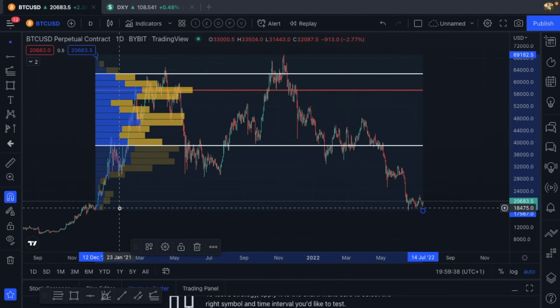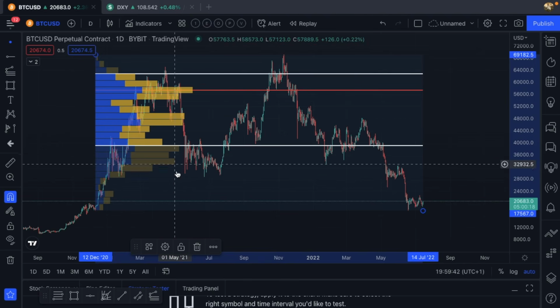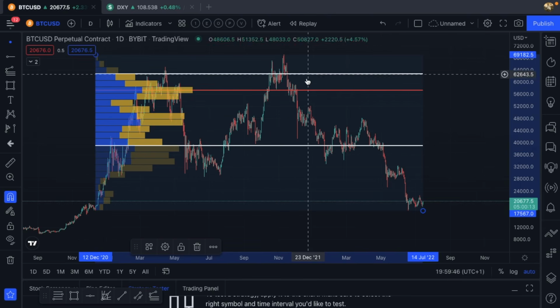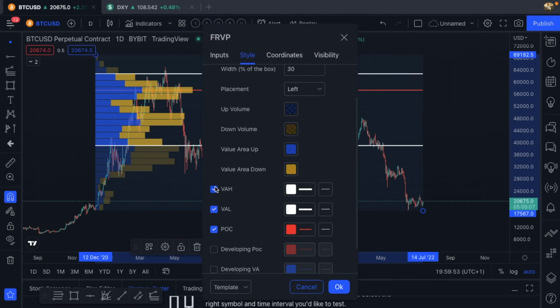Now this volume profile is pretty much on standard default. However, the value area lines I've added. So if you just come into your settings, you see here value area high, value area low. So you definitely want these on, and I believe on the default it comes in blue. I prefer white, but you can make your own chart, use the colors you enjoy to see.